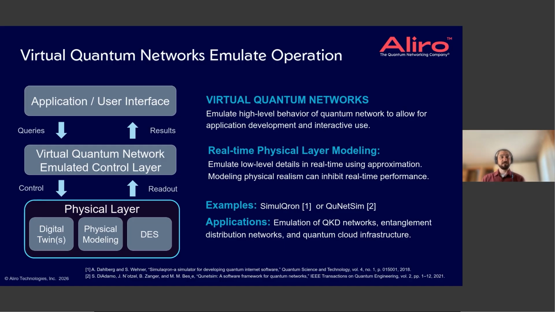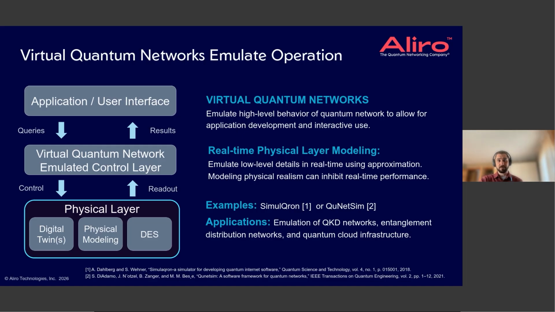Now, some things that are really challenging with the virtual quantum network is actually incorporating realistic physical modeling within the emulation loop. Since simulating quantum systems is not an easy task, things like using physical modeling to inform this control layer is actually very difficult in practice. And in most cases, it's really just avoided and replaced with very idealized models of entanglement distribution, for example.